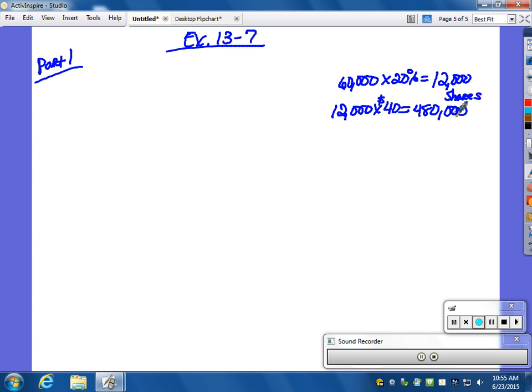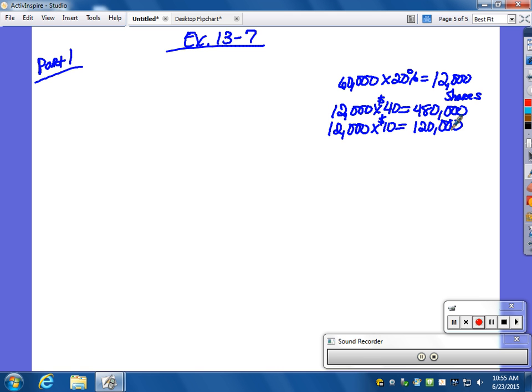What's the next step? Determine the excess, because what has changed? How much was it originally worth per share? $10 per share, right? So shouldn't we do those 12,000 shares times that initial $10 that it was worth? And that gives us how much? 120,000.